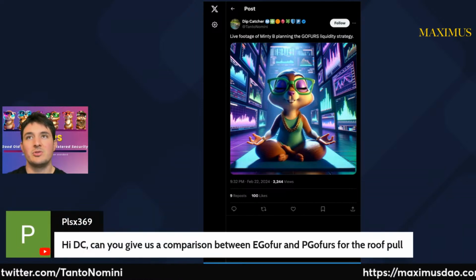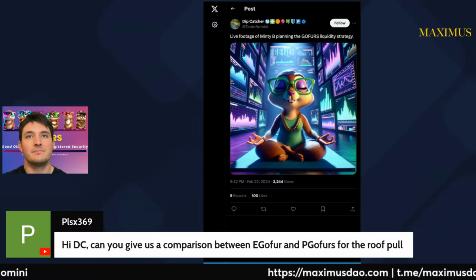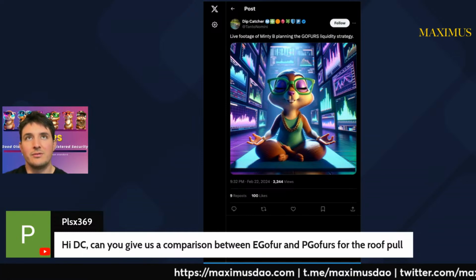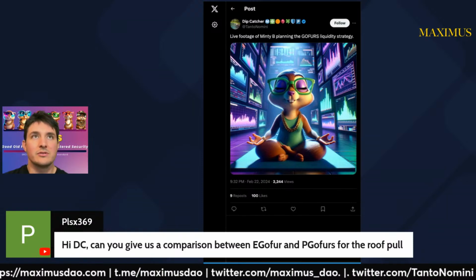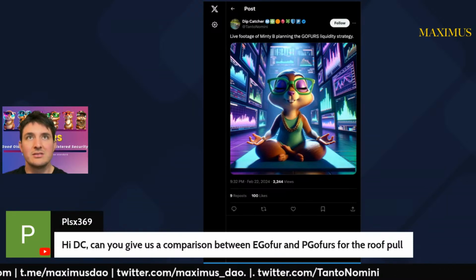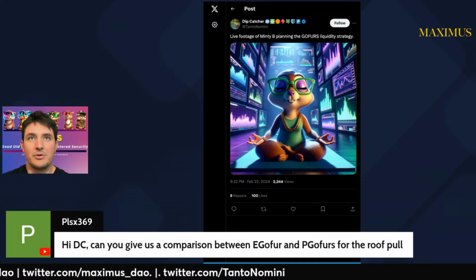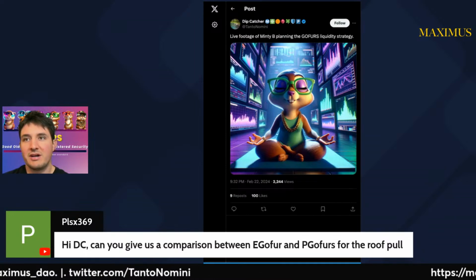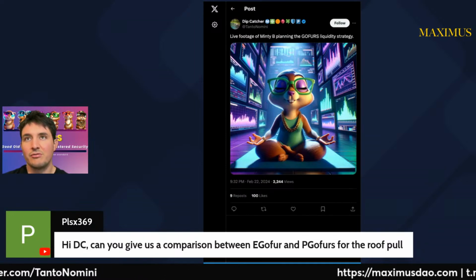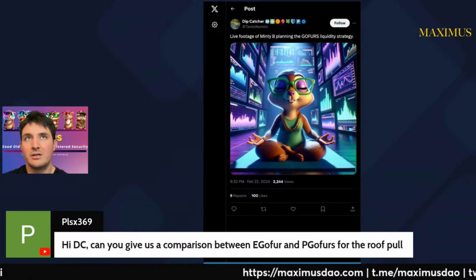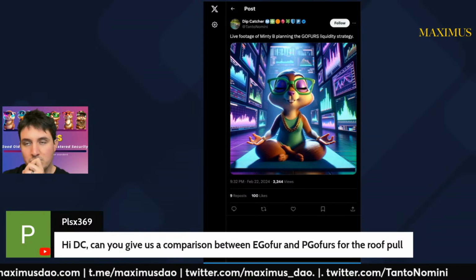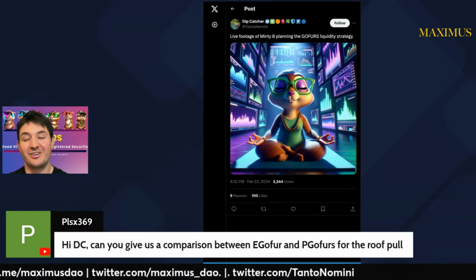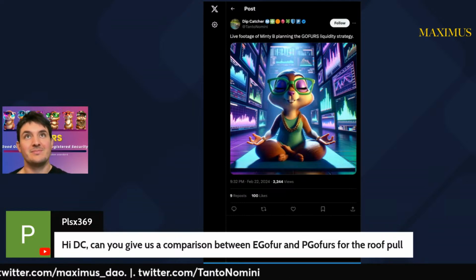Can you give us a comparison between eGOFURS and pGOFURS for the roof pool? Sure. Let's just go to the GOFURS page. So right now, as is, on the Pulse Chain side, there are 5,168 GOFURS in that liquidity pool. And on the Ethereum side, there are 9,173 GOFURS in that liquidity pool.